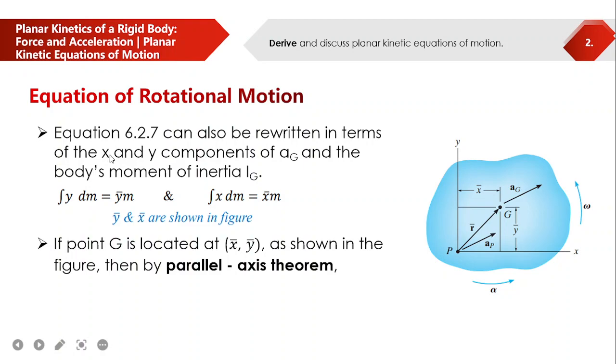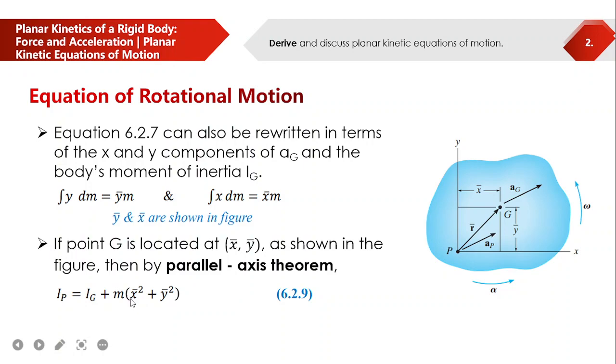Okay? So equation 6.2.7 can also be rewritten in terms of the x and y components of A sub G and the body's moment of inertia. So there is another form. If point G is located at x bar, y bar as shown in the figure, then by the parallel axis theorem, I sub P is equal to I sub G plus M times (x bar squared plus y bar squared). Because this is the MD squared, right?